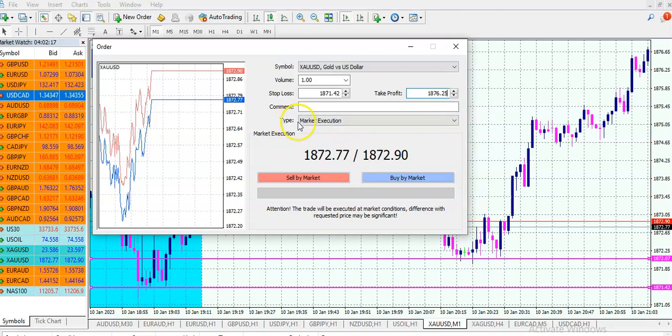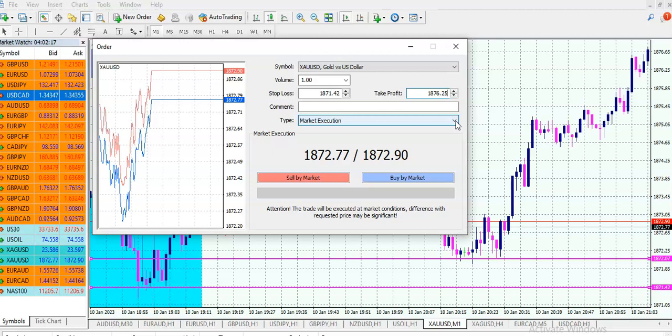Now, we are at the type area. If you are doing market execution, it means that you will have to be on the chart when price retraces back to 1872.07. When price comes to 1872.07, then you are going to click buy. It's going to be an instant execution.